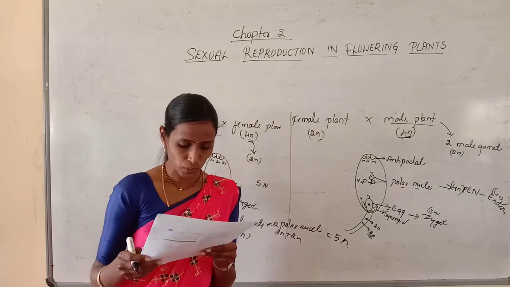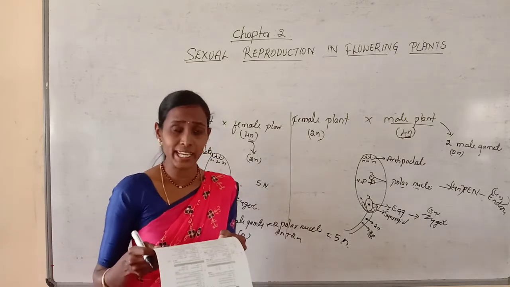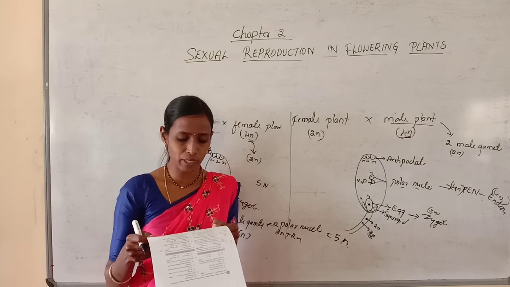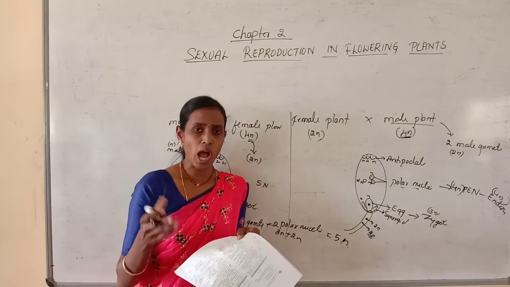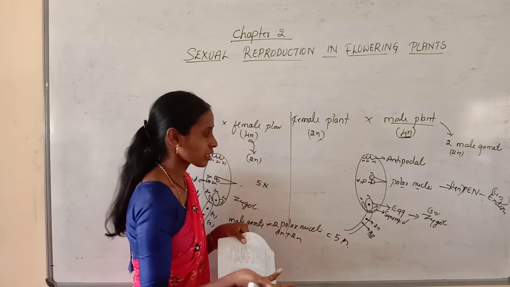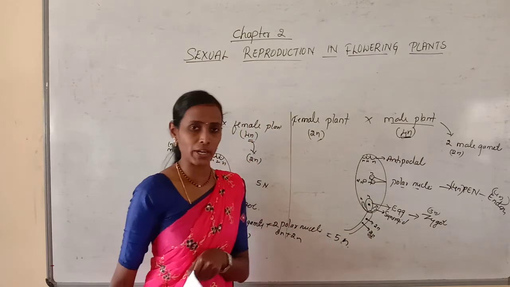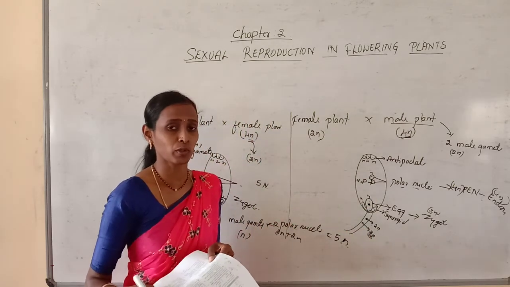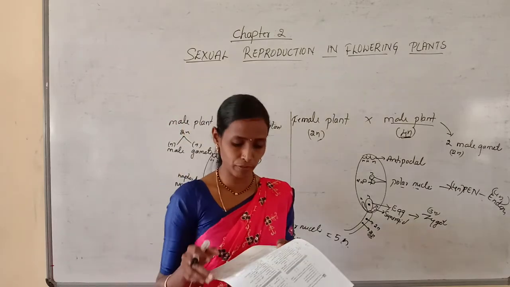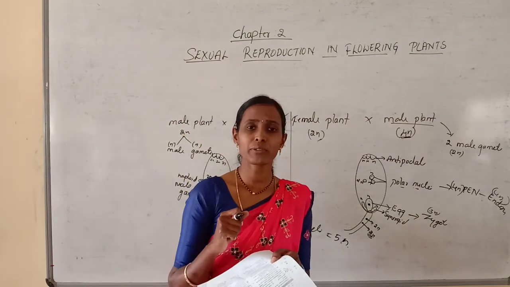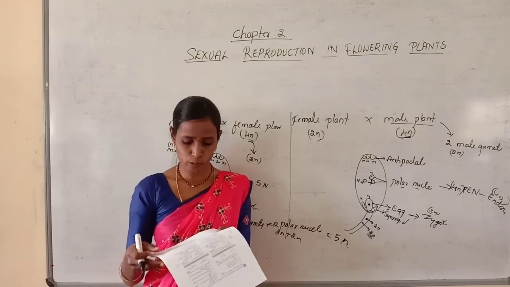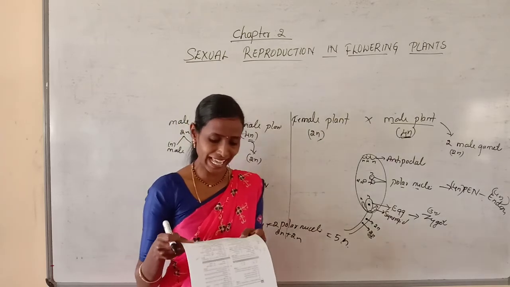Next one, question number 78. In angiosperms, triple fusion is required for the formation of. So triple fusion is nothing but one haploid male gamete fusing with the 2 polar nuclei to form the primary endosperm nucleus. That is only called triple fusion. And why is triple fusion required? For the formation of endosperm. So option B is the answer.